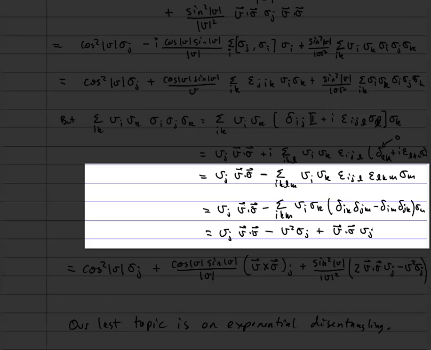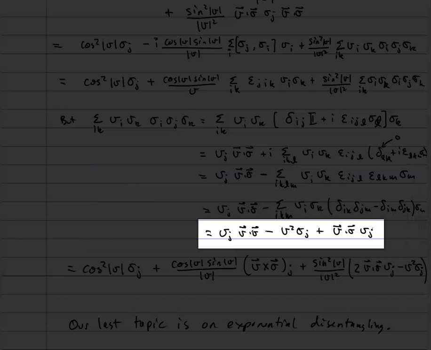The second term is going to set i equals m. That's going to give me a v dot sigma. And then I'm going to set k equals j. That's going to give me a v_j. And so now when all the dust settles, what we get are these contributions: v_j times v dot sigma, minus v squared times sigma_j, plus v dot sigma times v_j. You see that term is appearing twice.